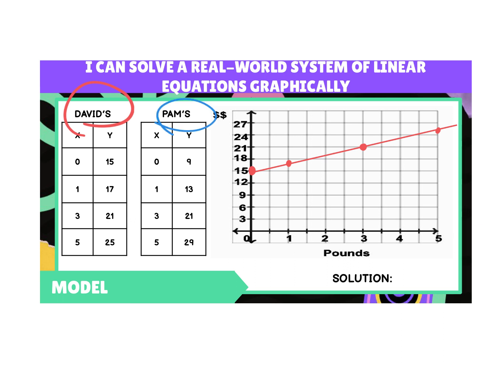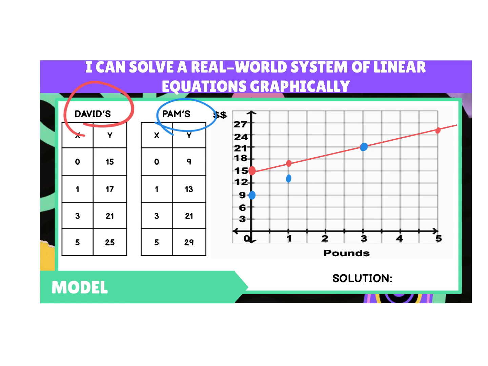So we're going to start at 0, 9. So stay at 0 up to 9, our y-intercept. 1 and 13, slide to 1, slide up to 13, in between 12 and 15. 3 and 21, so slide to 3, slide up to 21. Looks like that's where they crisscross, that's where they intersect.